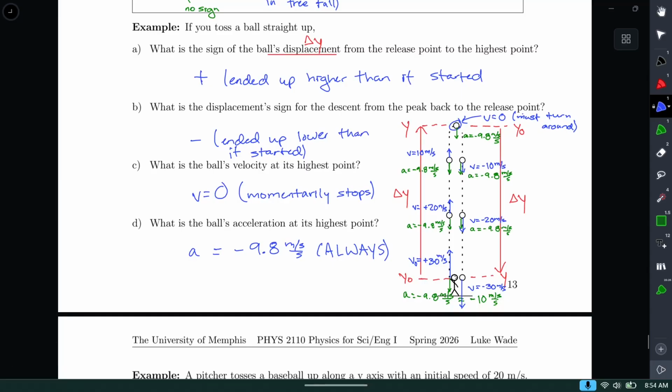Do we have questions on this? Does that mean that whenever you throw something up, it'll always come down with the negative velocity that you threw it up with? Yes, absolutely.